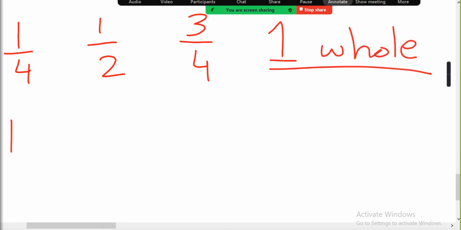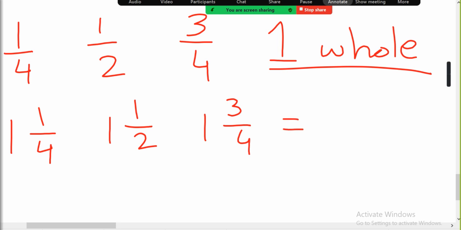After this, 1 whole, it is 1 whole, 1 by 4, 1 and a half, 1 whole, 3 by 4. And then when we add the next 1 quarter, it will become 2 wholes. 2 wholes. Okay, this is called counting in quarters. What will you get after adding each quarter?